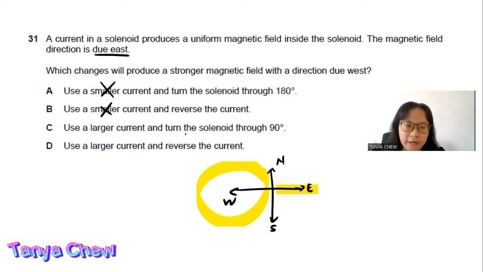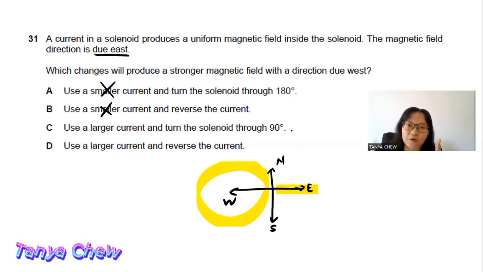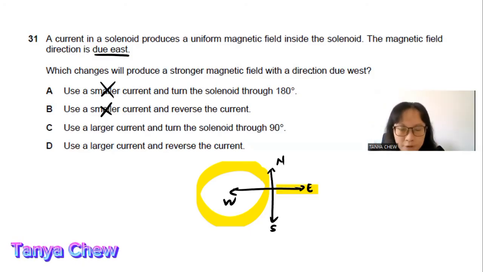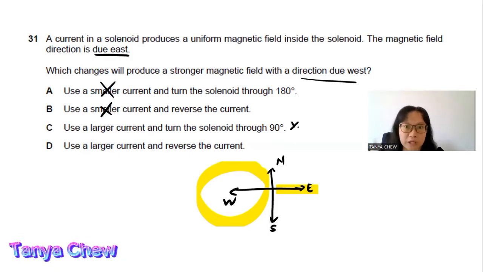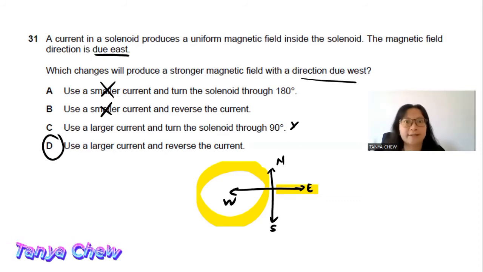Use a larger current and turn the solenoid through 90 degrees. That will produce a stronger magnetic field because of maximum cutting of the magnetic field, but it will not produce the magnetic field in the direction due west. So this is not true. Use a larger current and reverse the direction of the current. Yes, that will produce the direction due west.